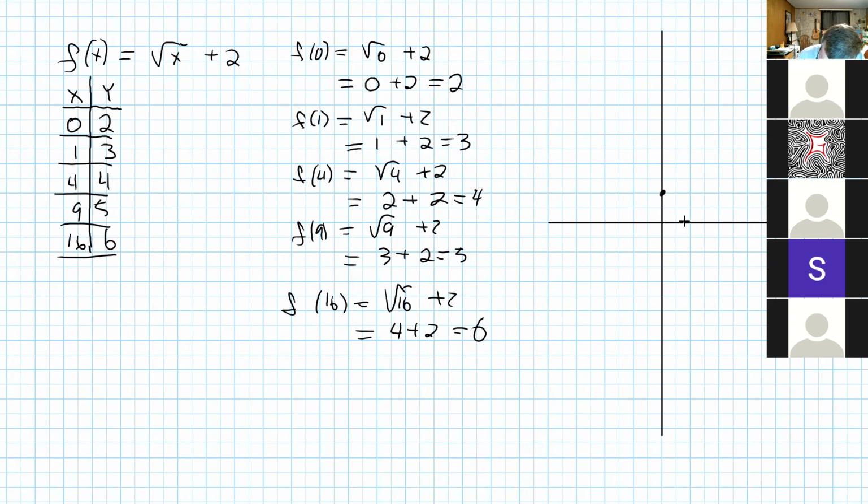So 0, 2 is right there. 1, 3 is right there. 4, 4. This is 5, and we'll extend this out a little ways here. Let me move the pictures of all of us out of the way. This is 10, this is 5, and this is -5. f of 4 is 4. f of 9 is 5, right there. 16 is off the graph. So my graph is going to look like that.